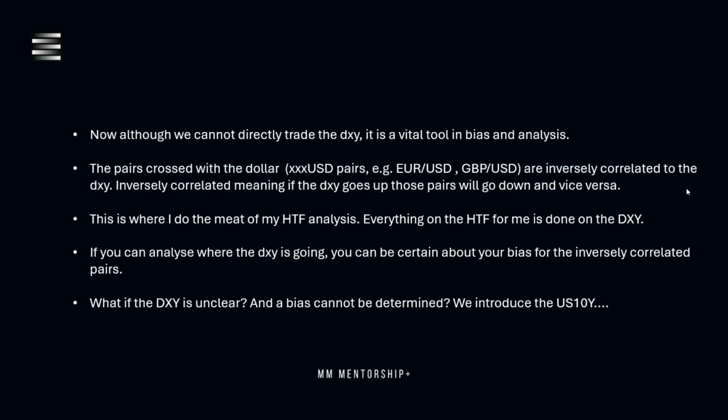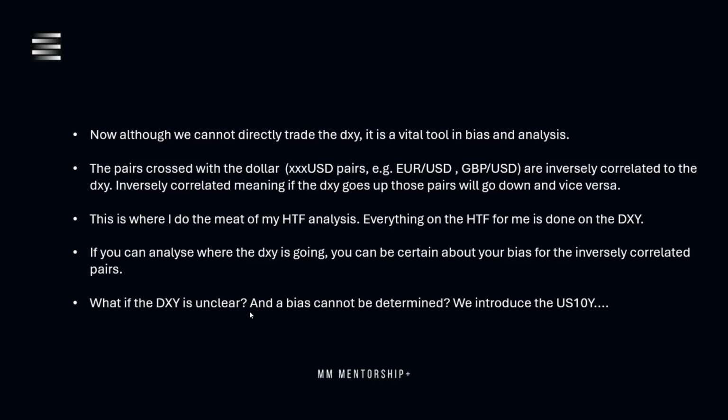So this is where I do the meat of my higher time frame analysis. Everything on the higher time frames for me is done on the DXY. If you can analyze where the DXY is going, you can be certain about your bias for inversely correlated pairs. So if you are certain in your analysis that the DXY is going higher, you can be for sure that Euro USD and GBP USD are going to be going lower.